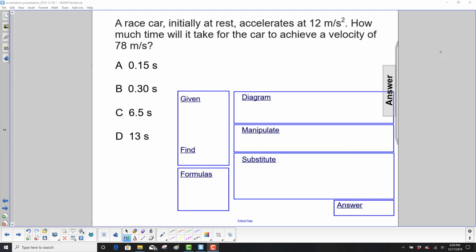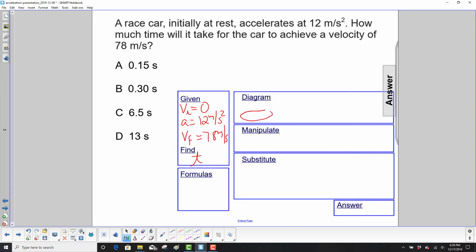A race car initially at rest, so let's write that, Vi is equal to 0, accelerates at 12 meters per second squared. How much time, that's our find, will it take for the car to achieve a velocity, that's our final velocity, of 78 meters per second?